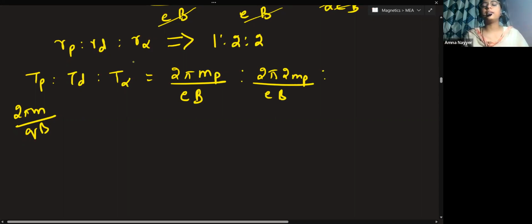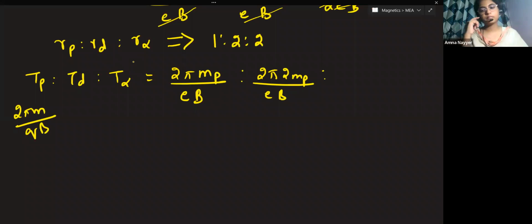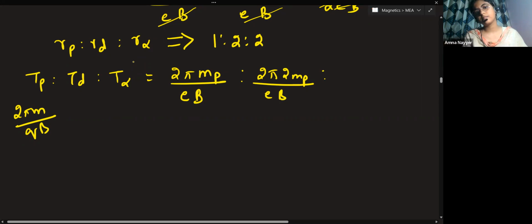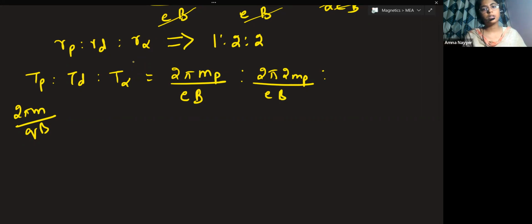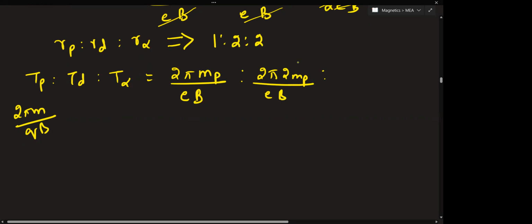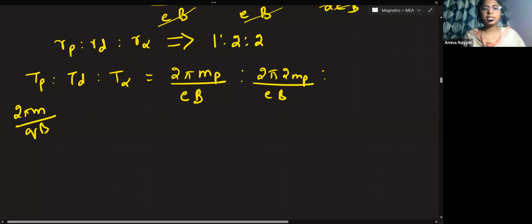Sneha, can you try for the alpha one? Everything is mentioned in your notebook. Sneha? 4 mp by 2e. See, mass will be 4 mp, charge will be 2e, but the rest of the things will also be there. 2 pi will be there. Instead of m, I will write 4 mp, and instead of charge, I'll be writing 2e.